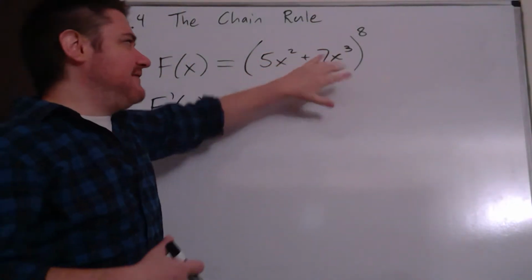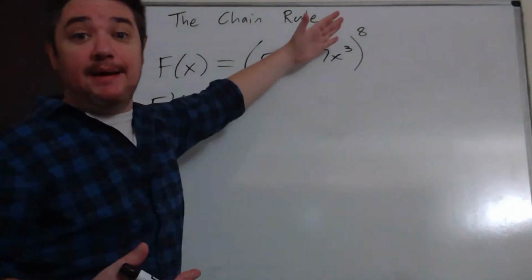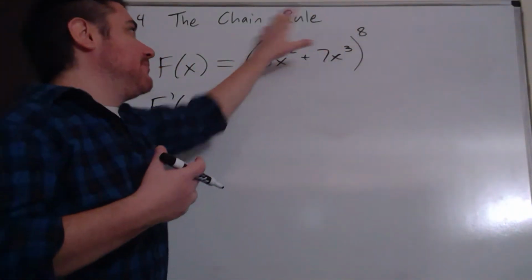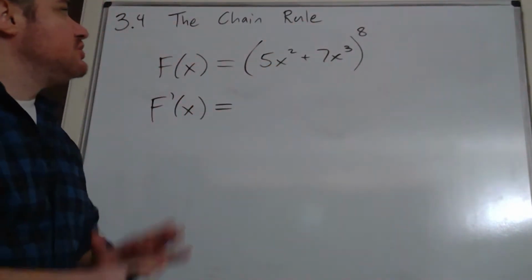So I'm also thinking I've got this inside polynomial, but then I've got this outer function of something raised to the 8th power. And so I feel like maybe I want to bring that 8 down and decrease that, so use a power rule also. All right. So bear with me for a second.